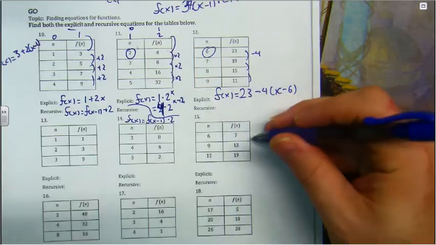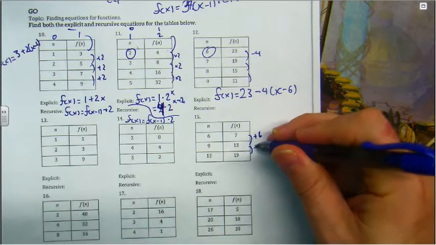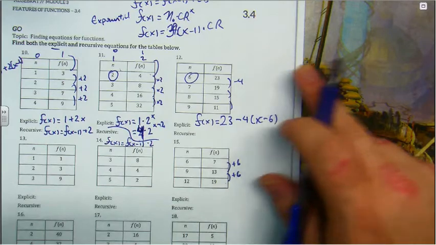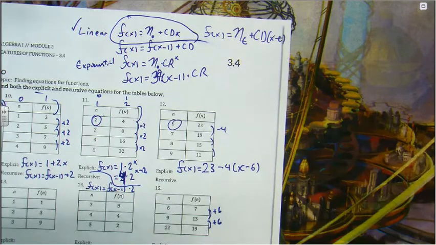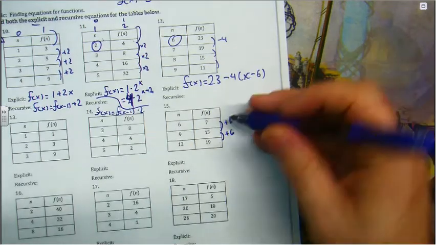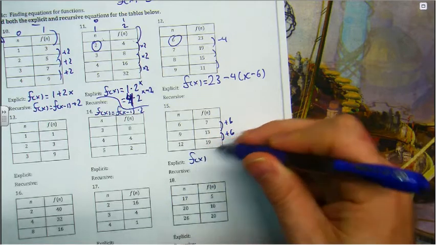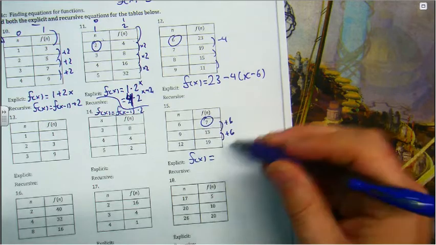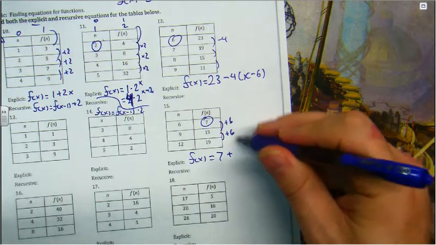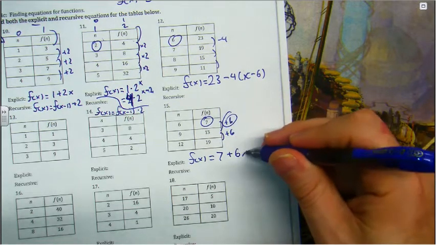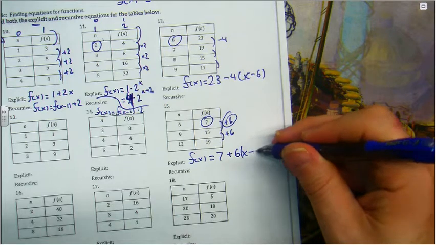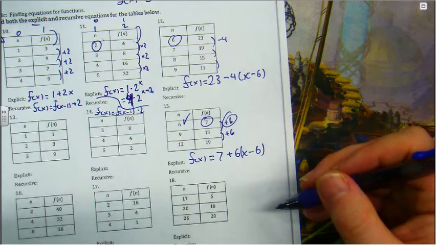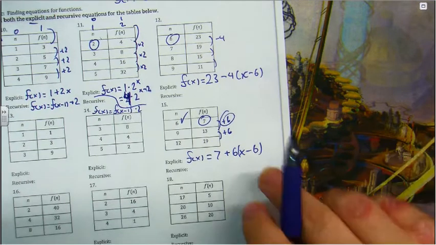So here, let's go to 15. So 15, I'm adding 6. So I can use that new form that we just created to figure this out. My explicit is f of x equals my n sub 6, 7, plus my common difference times x minus 6, since it's my sixth term. Pretty crazy.